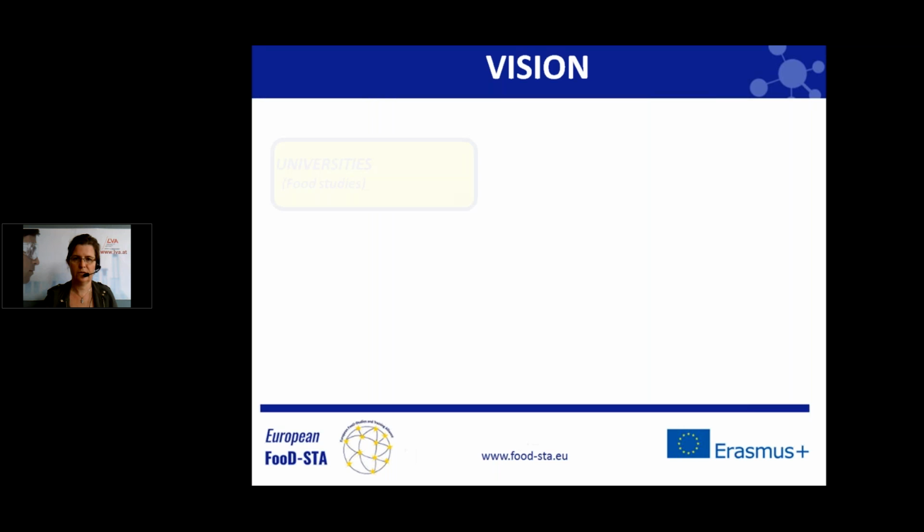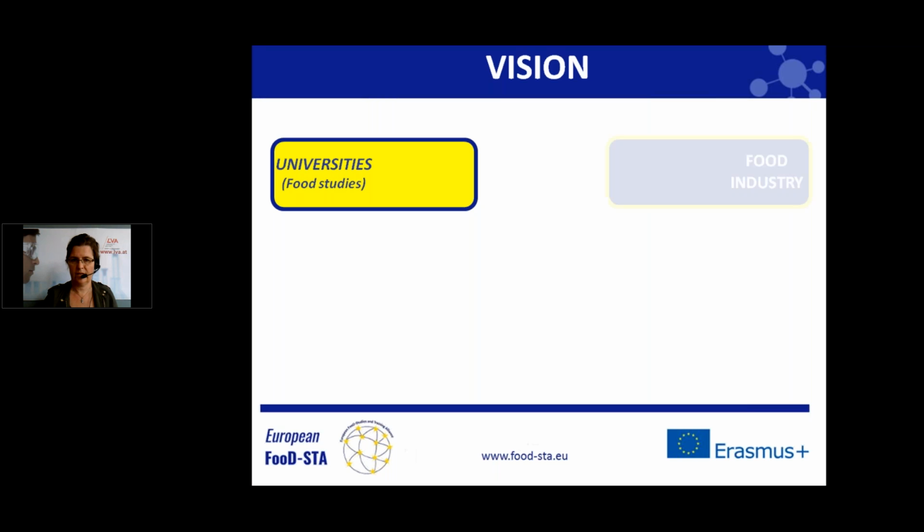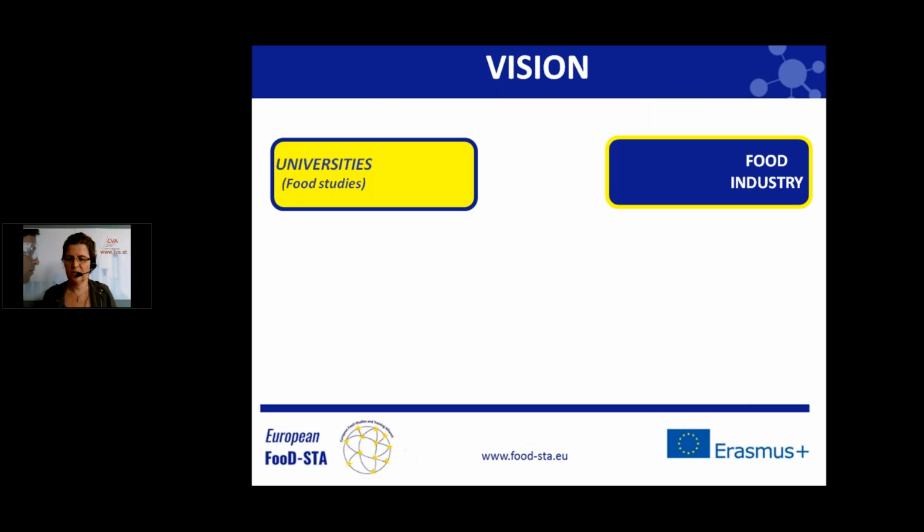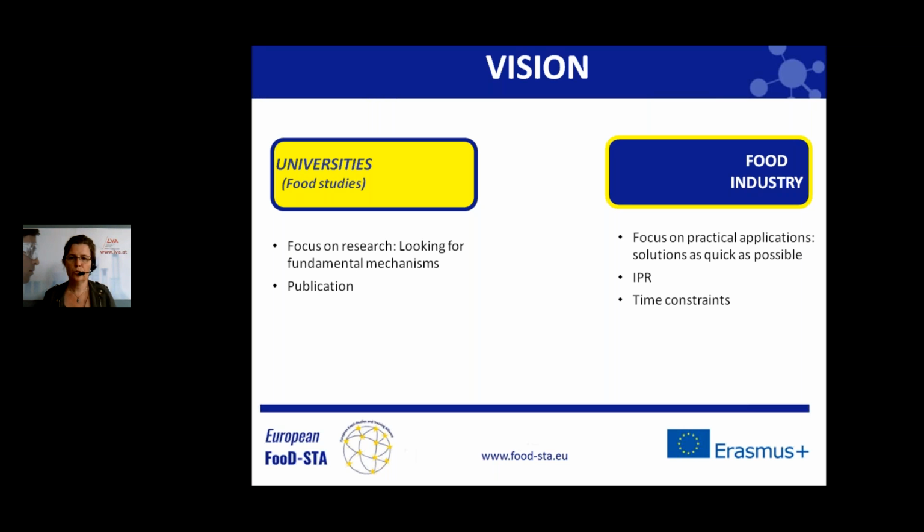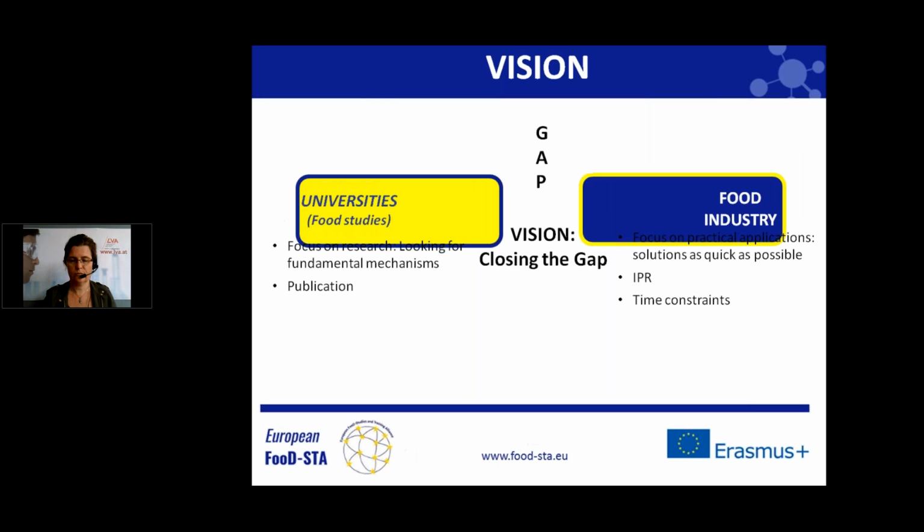What is the vision of FoodStar? The knowledge that is transferred at universities through food studies and the knowledge that is present in the food industry on a practical level do have different approaches, do have different focuses. In universities, the focus is on research. Academics are looking into mechanisms and are doing research for publication. In food industry, the focus is on practical aspects. Solutions have to be quick. IPR is an important factor, and time constraints. So there is a gap in these two approaches, which FoodStar wants to close.